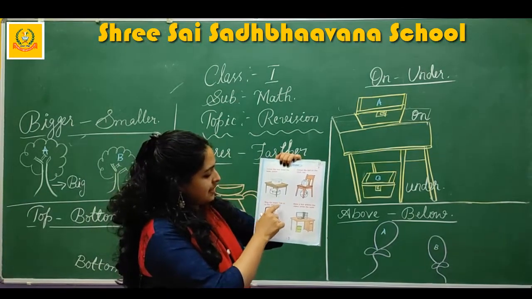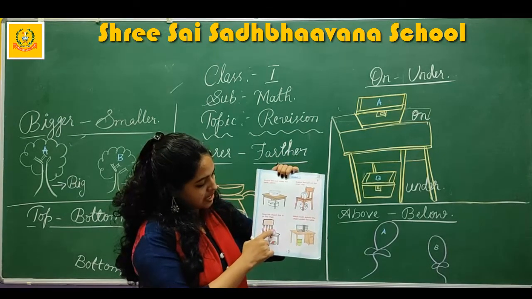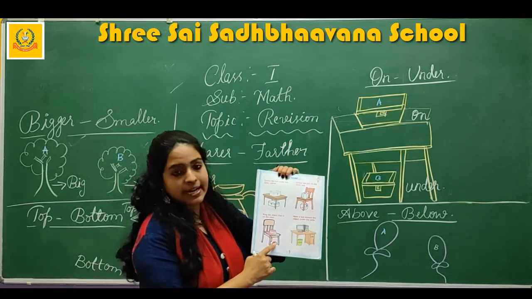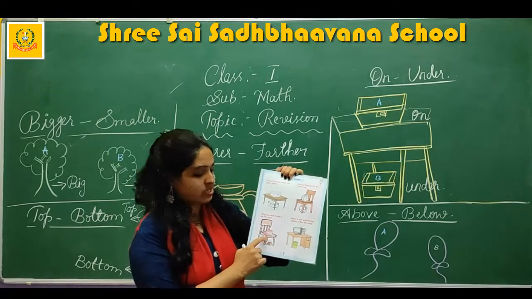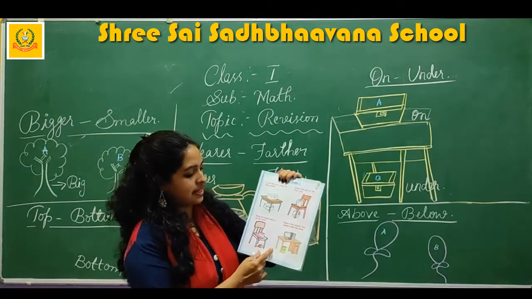Ring the object that is on the chair. So which hat is on the chair? Here, this pink hat or red and green hat. Which hat is on the chair? To that you have to put a ring or circle.